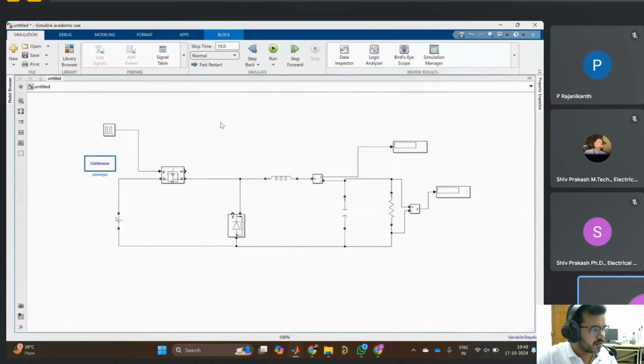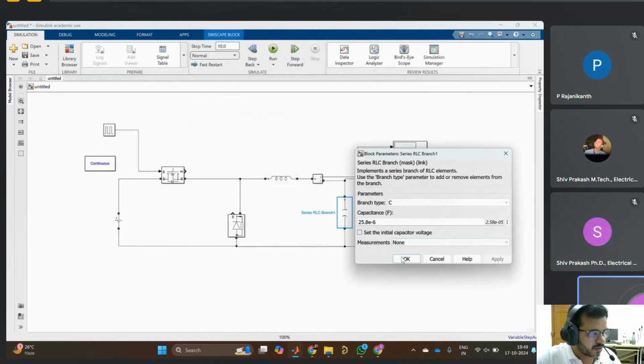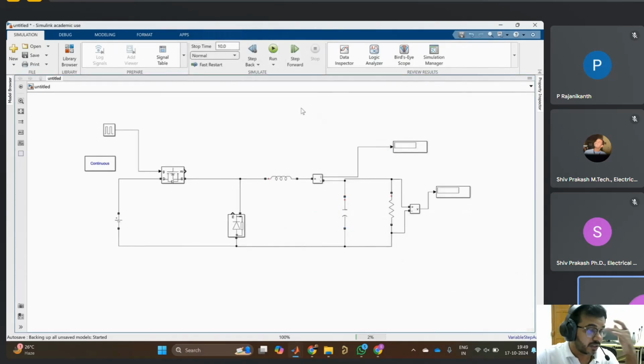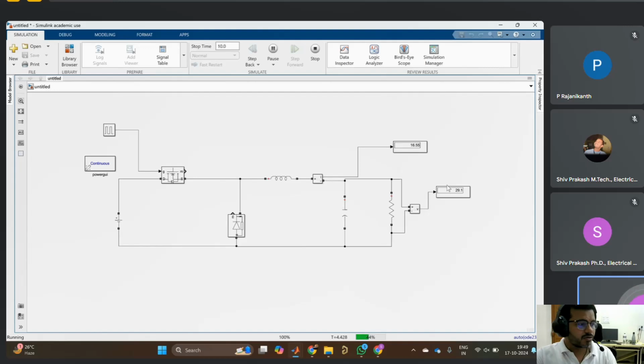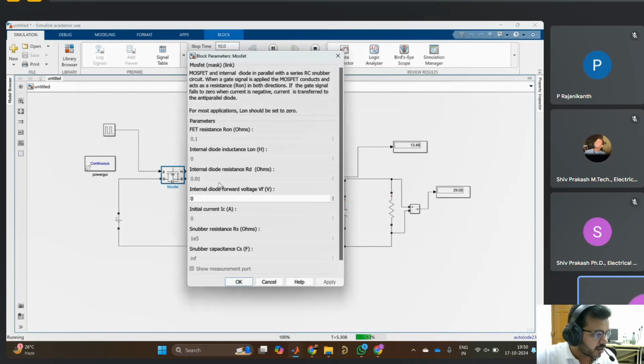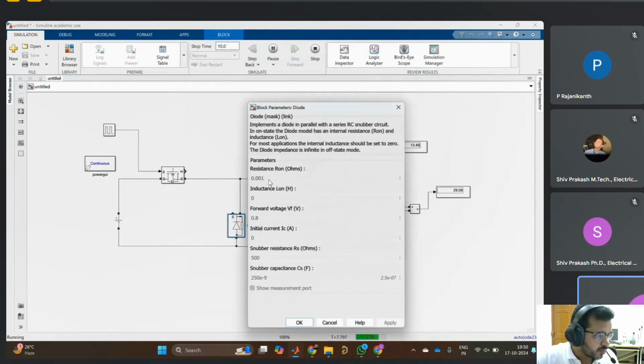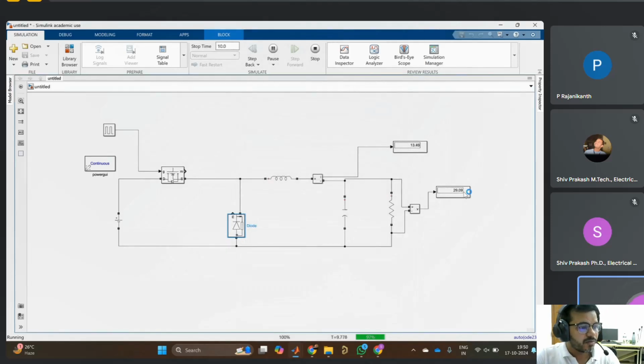Take a powergui to initialize this system. You can say this is 29.9 something. This is because of some losses. The MOSFET on resistance is 0.1 ohm, and the diode resistance is also 0.001 ohm, and the voltage drop is 0.8 volt. That's why there is some voltage drop of 1 volt.